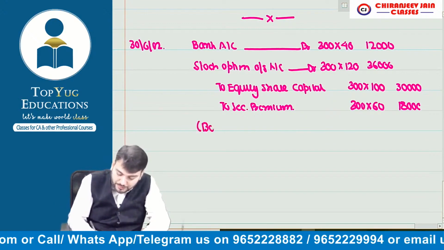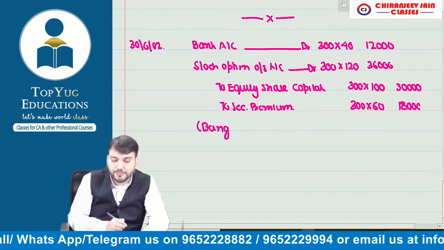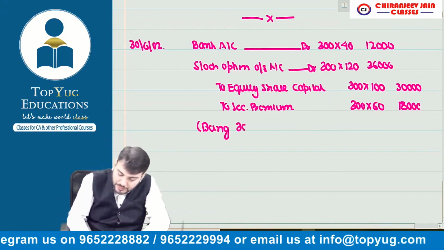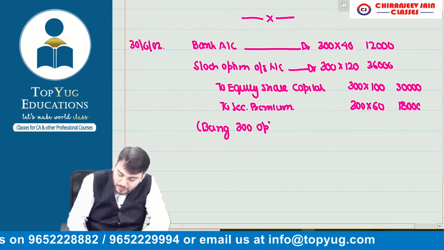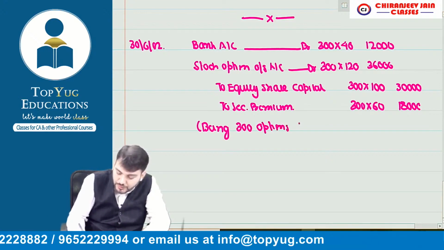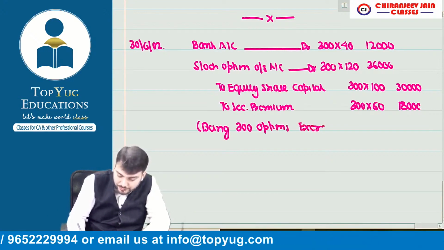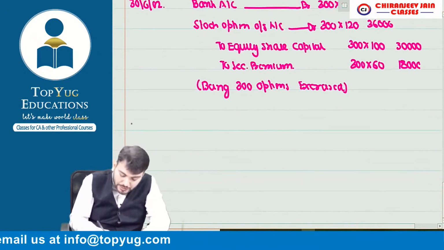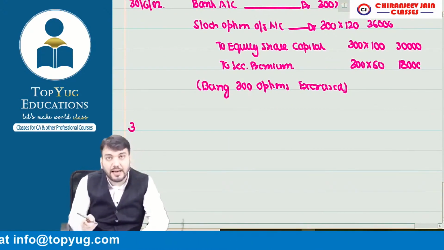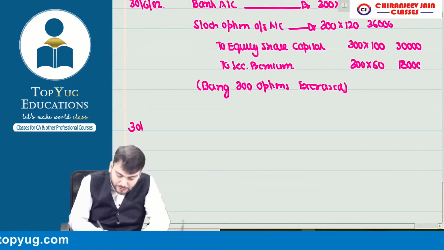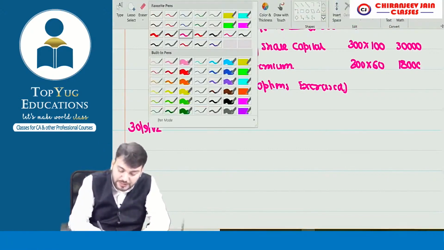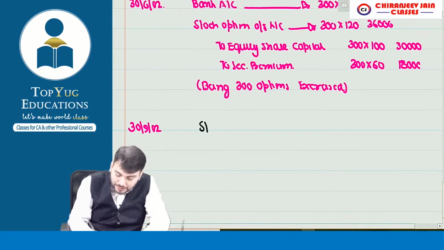So लिखो, being 300 options exercised. Correct. We have done one compound journal entry. Then at the end of the exercise period, means on 30th September 2002, vested options cancel. How many vested options cancelled? 50. Correct. तो क्या एंट्री पास करेंगे?